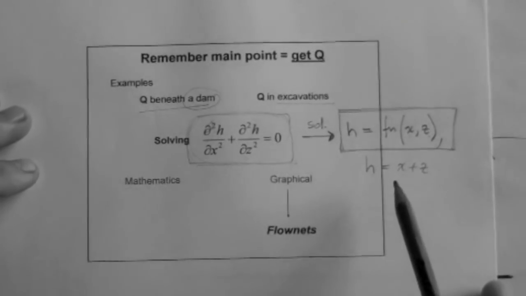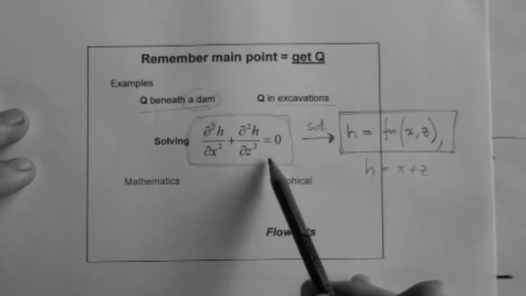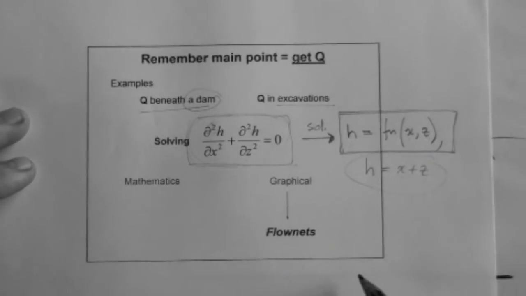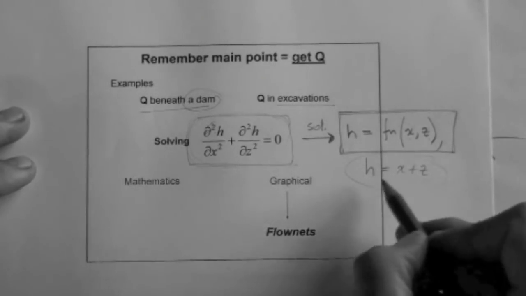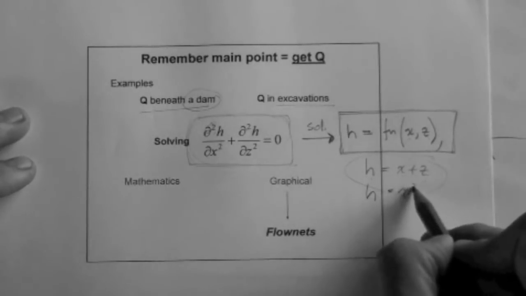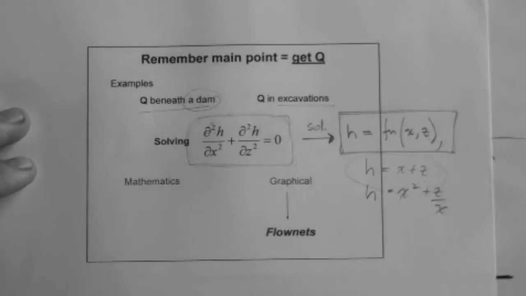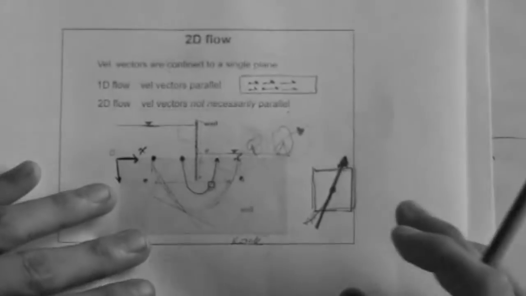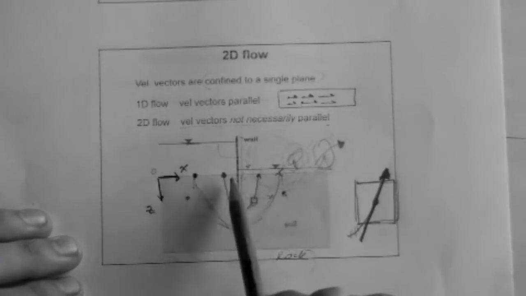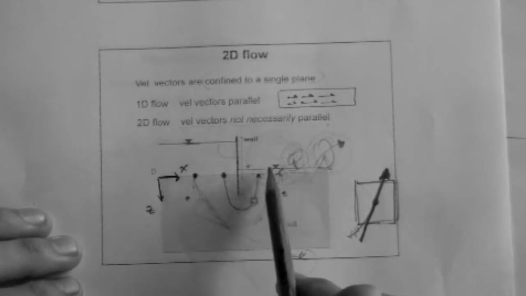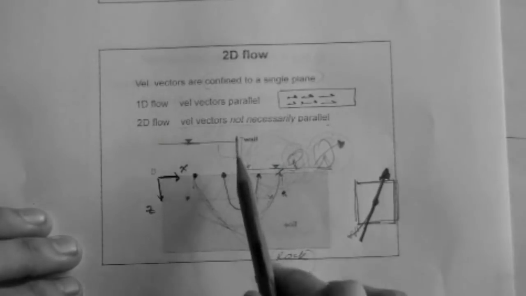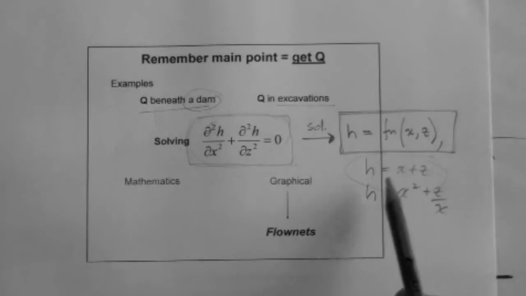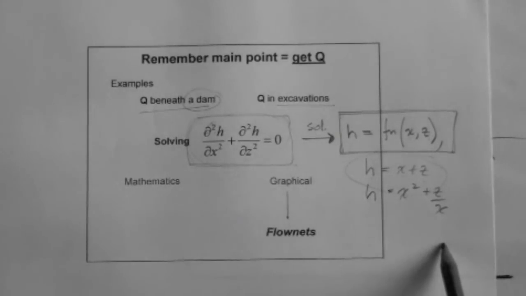Now, you may still be thinking, well, how do I get from this equation to this one, for example? How do I know that the equation is not h is equal to x squared plus z over x or something like that? Well, that depends on the problem. Here's one problem. That's one example with one wall. What happens if you have 3 walls? 1, 2, 3. Or what happens if you have a dam? What happens if you have a different geometry? In that case, the solution to the equation will be different.